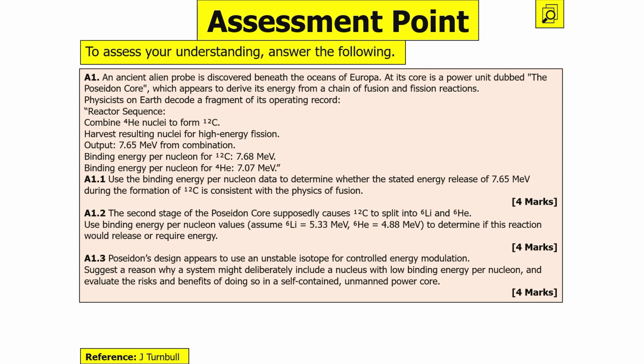Finally, Poseidon's design appears to use an unstable isotope for controlled energy modulation. Suggest a reason why the system may deliberately include a nucleus with a low binding energy per nucleon, and evaluate the risks and benefits of doing so in a self-contained, unmanned power core. So pause the video now, and then unpause the video when you want to go through your answer.